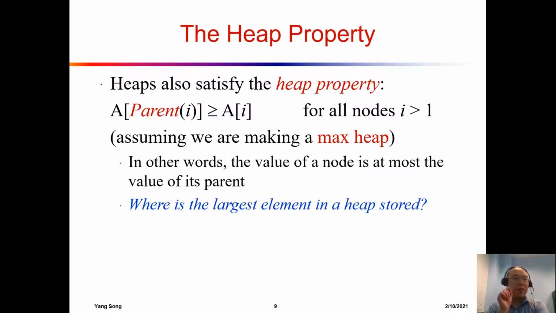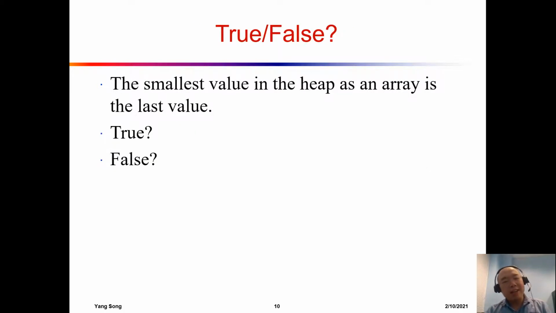Well, if the parent is larger, then all the parents in the heap are greater than their children. And then the largest value will go to the very top. So the largest value will be the root. Okay, and let's see this question.